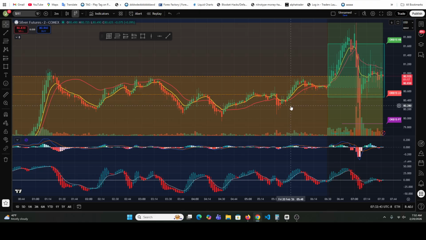Today we're going to be going over bear flags and bull flags, how to utilize them, how to find extra confluence, and how I trade these.